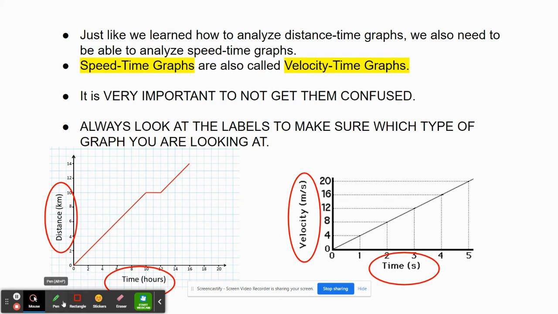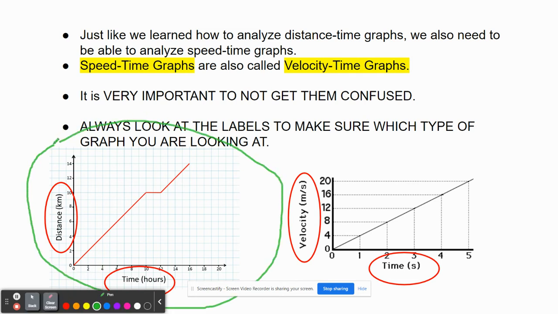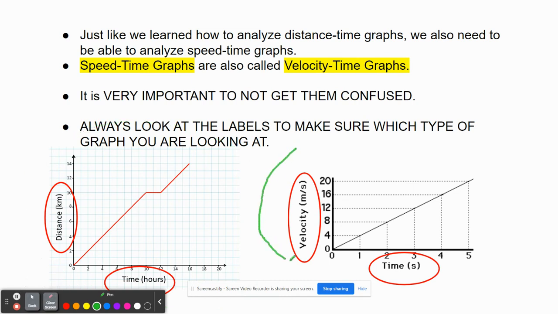We have just spent a bunch of time doing this. We've been over here doing these distance time graphs, right? We know this object's moving away. Now it's not moving at all. Now it's continuing to move away. The steeper the line, the faster it's moving. Okay, well, we're changing. And now look at how it's labeled.